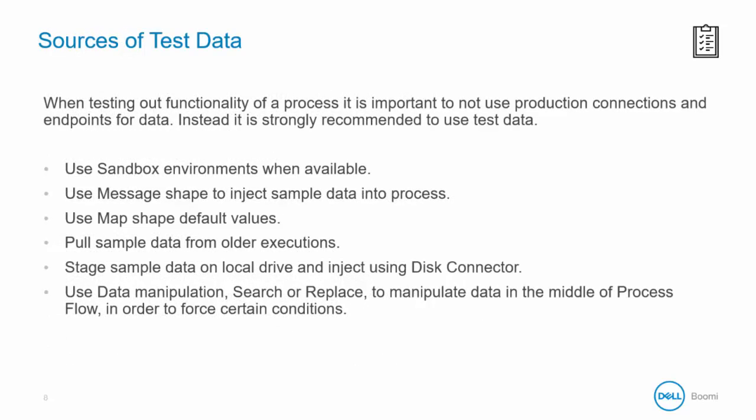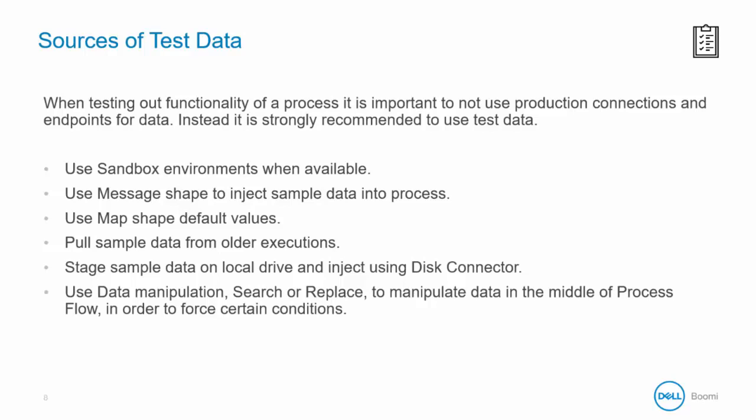So once you've built a process, you're ready to test it, but it's never a good idea to test with production data. Instead, you need access to some kind of test data to unit test your process. In the area of unit testing, your data can come from a few different sources. Use a sandbox environment when available. This is the best situation. So for example, Salesforce has a developer account which you can set up to copy a live setup. That way, if you goof something up, you're not doing it with real data.